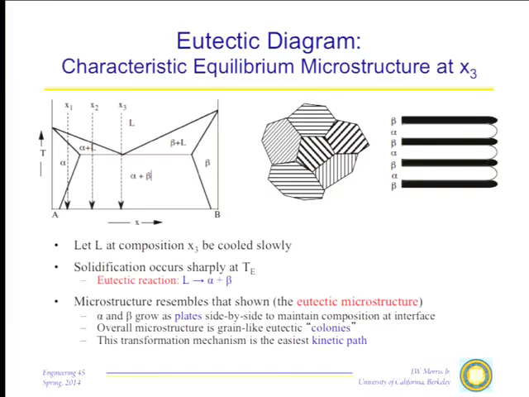We wind up with a microstructure of grains, colonies, each one of which contains plates, generally, that alternate between the alpha and beta phases. And the reason for that microstructure is simple. When the liquid solidifies into alpha and beta, the compositions of the alpha and beta phases are dramatically different. So if I try to form alpha alone, I've got to dump a whole bunch of B into the environment, and that will impede the transformation.